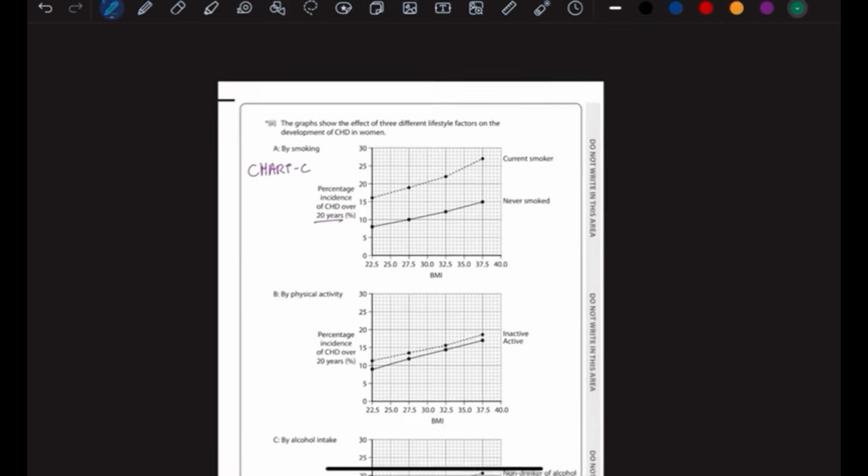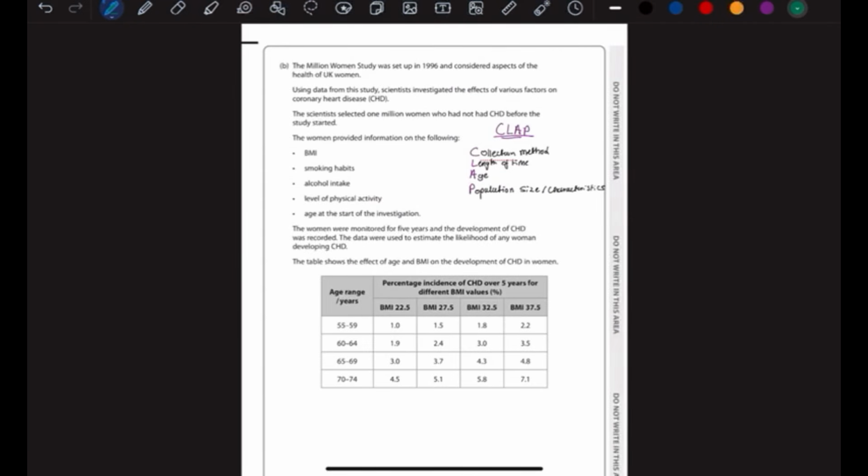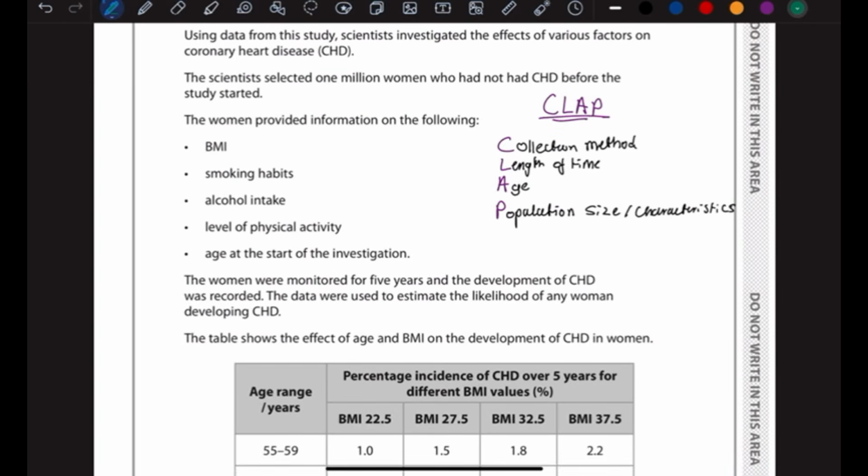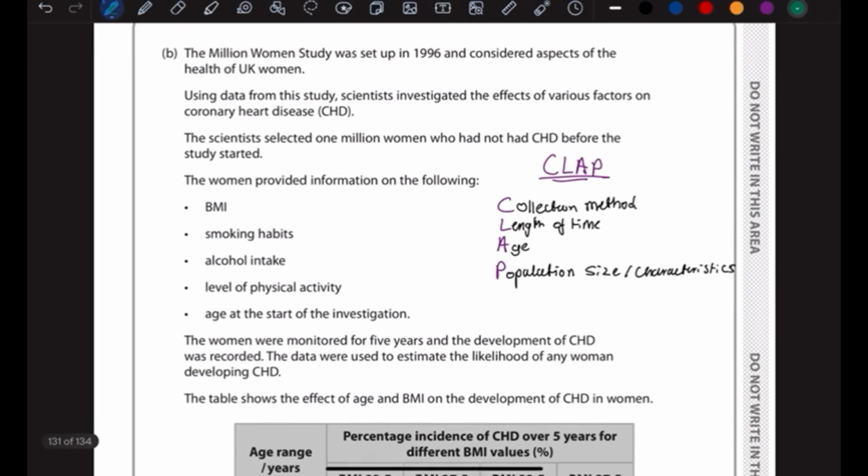of CHD in women. Now, whenever we have anything like this, guys, I start with, let me look at the actual method used to collect data, or let me look at the sum of the question so I can figure things out from that to put in my answer. I use CLAP. I don't know why I clapped, but let's move on. Cool. So it's an acronym. Collection method, length of time, age, population size, or characteristics. Let's comb through the text to find those.